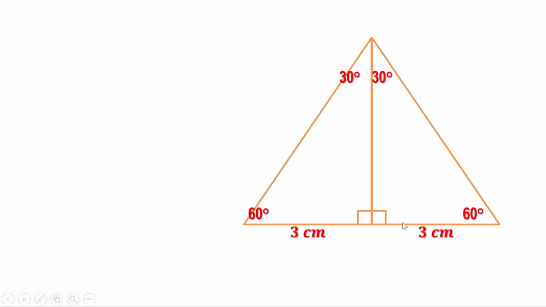Now, let us look at our first triangle. One side is 3 centimeter. Now we have got this side is 6 centimeter. So we have got two sides now. Now we can find the third side.